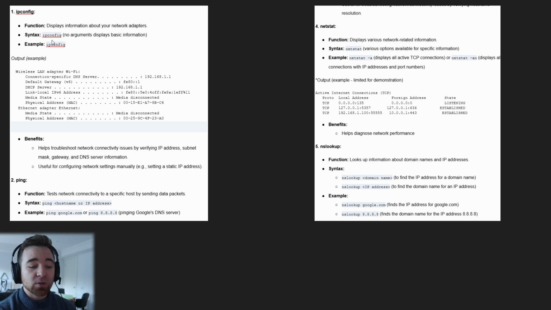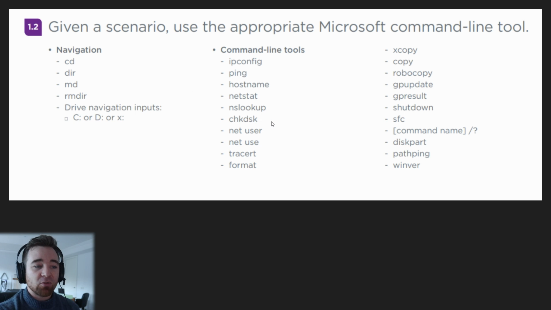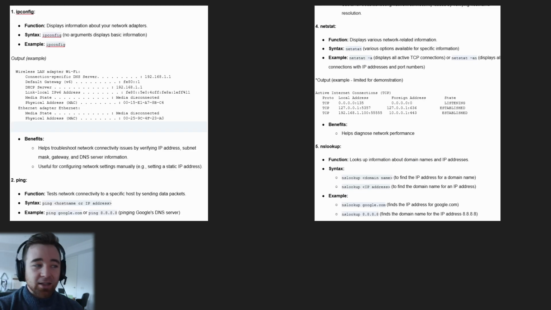And what I recommend you do is you simply come back here and practice using these on your actual device. It's a really simple activity, but it'll get you used to actually knowing how to type them in. And that way, if you get a PBQ on that, you'll be prepared. And then have an idea of what the output looks like. If you practice actually using it on your device, you'll know what the output looks like.